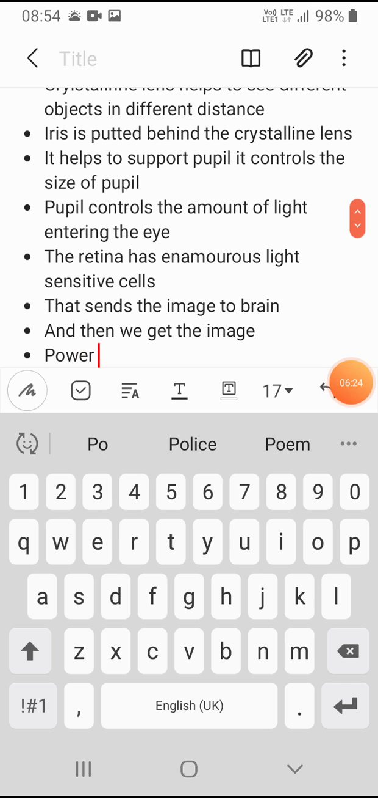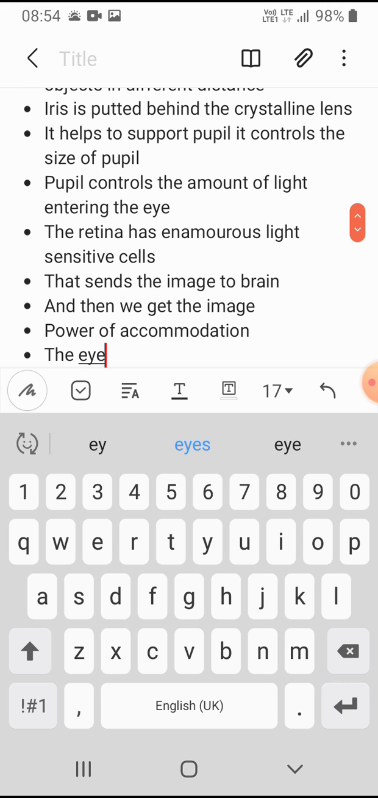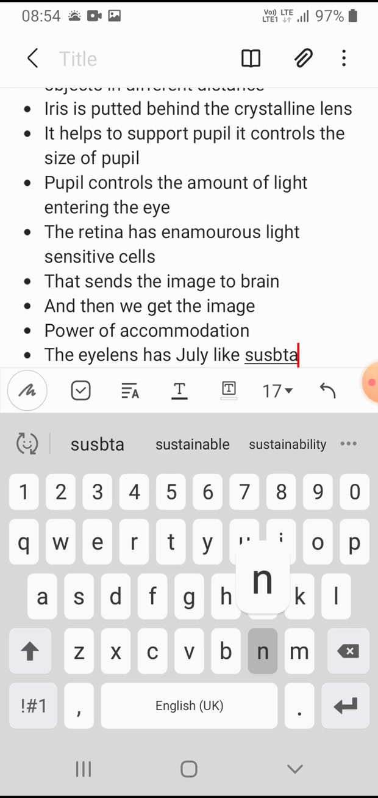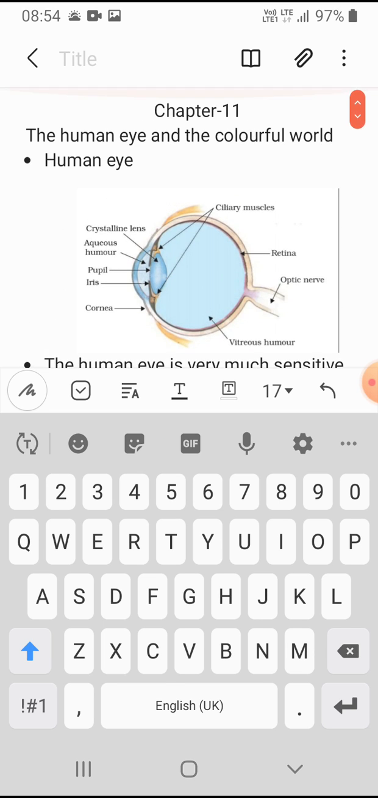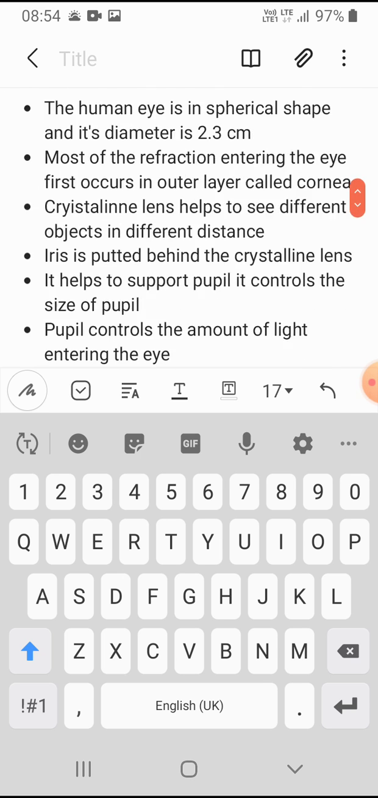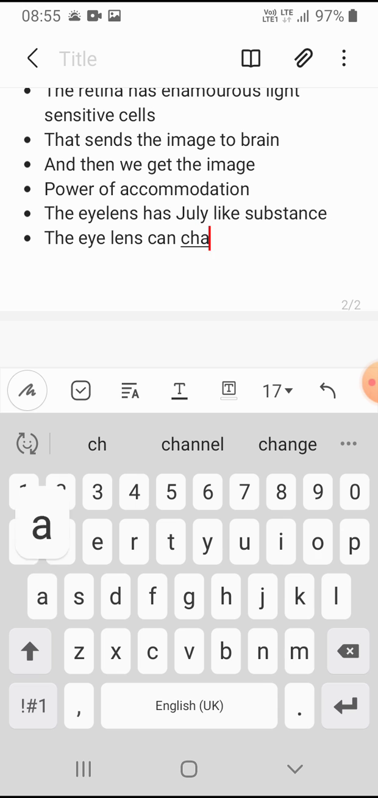Next is the power of accommodation. The eye lens has a jelly-like substance. Here you can see the cornea and the lens, which are like a jelly-like substance. The eye lens can change its focal length. You may have learned this in your 9th chapter.